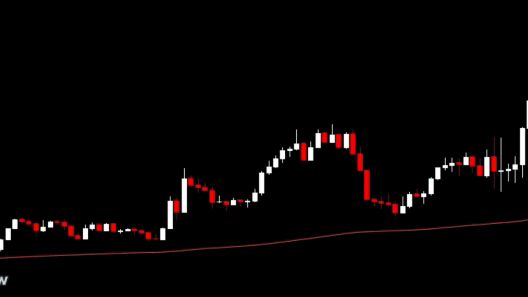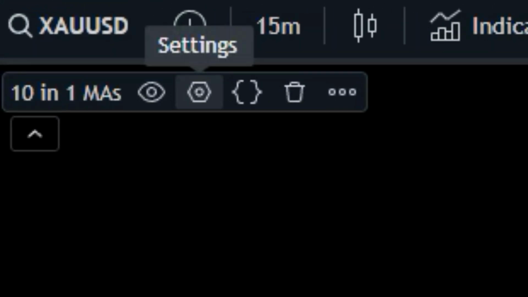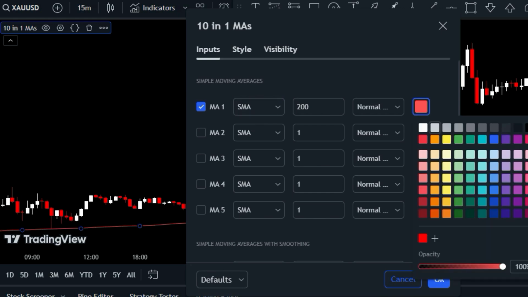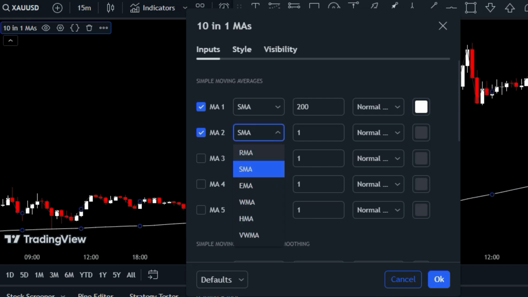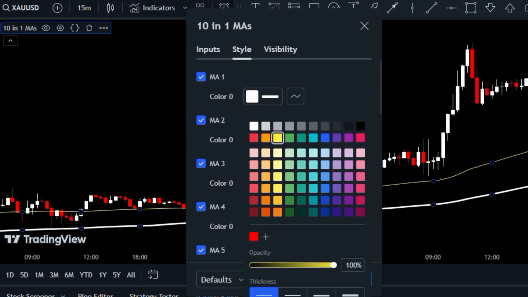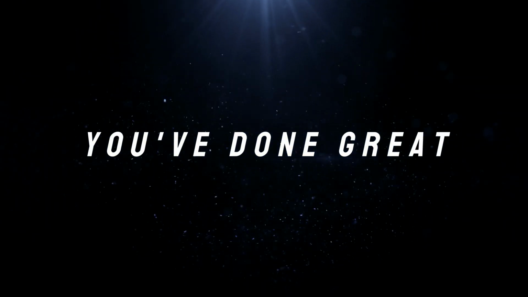You're doing great. So let's keep it going and fine-tune this bad boy for your scalping strategy. You've done a fantastic job setting up and optimizing your indicators.